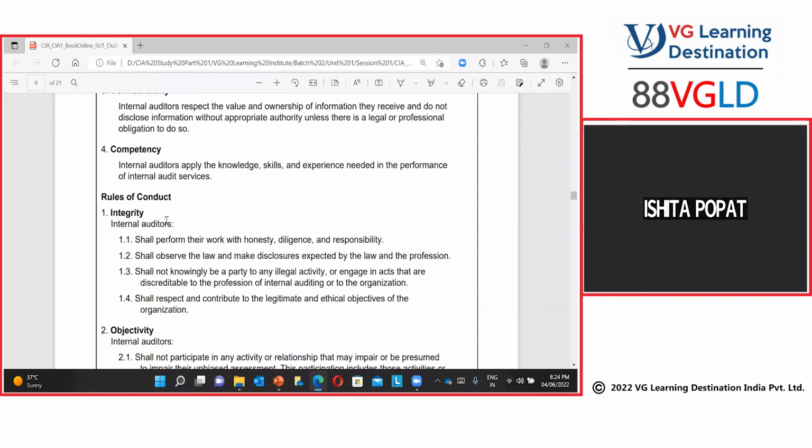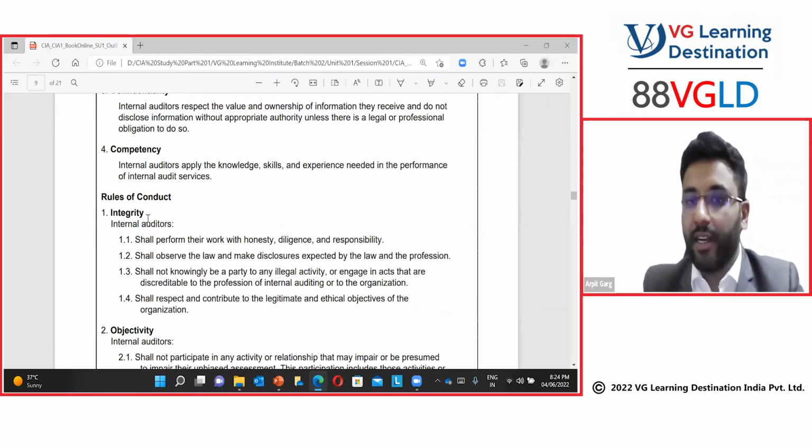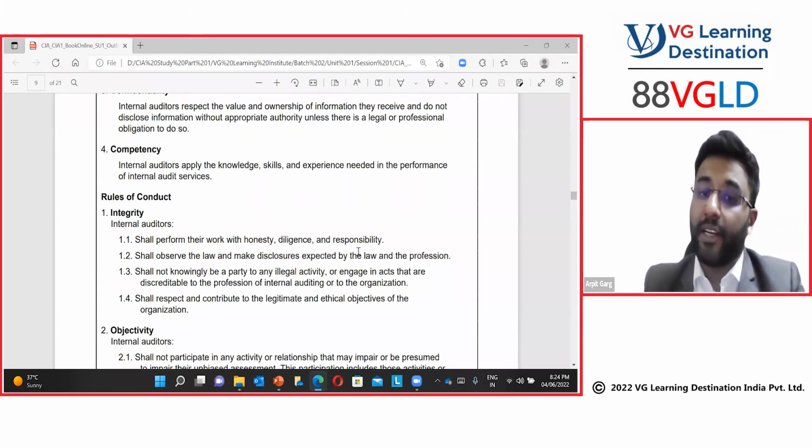So now let's cover the rules of conduct, where we will cover the principles in more detail. The first one is integrity. Now it will cover all that we've talked about. Internal auditors shall perform their work with honesty, diligence, and responsibility, shall observe the law and make disclosures expected by the law and the profession, shall not knowingly become a party to an illegal activity or engage in acts that are discreditable to the profession of internal auditing or to the organization, shall respect and contribute to the legitimate and ethical objectives of the organization. So please, again, this is important, folks. You need to remember integrity.